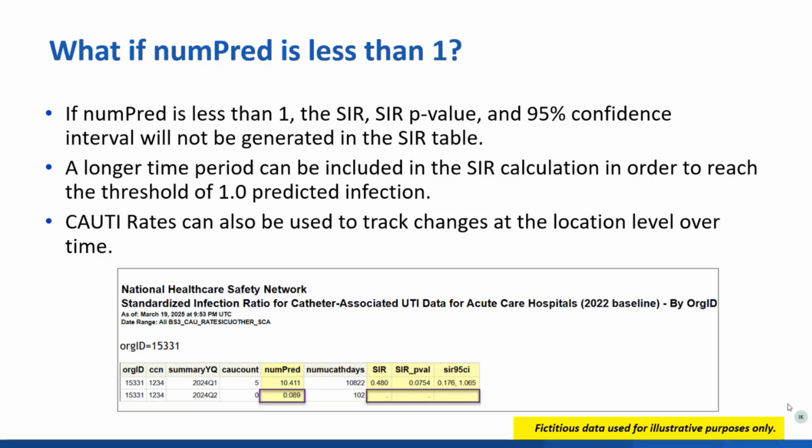They can be especially used for tracking trends at the location level over time, even when the SIR data isn't available. So while a low number predicted value may limit the availability of your SIR statistics, there are still other valuable tools in the NHSN analytic reports that can help with infection surveillance and performance monitoring.